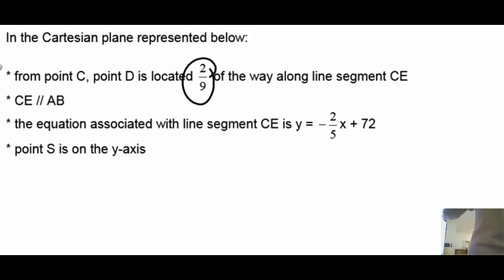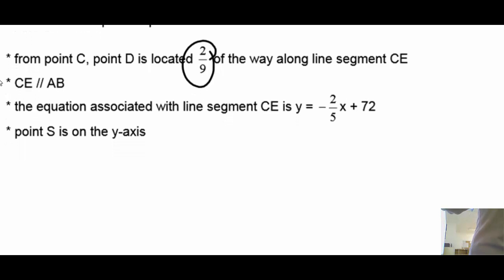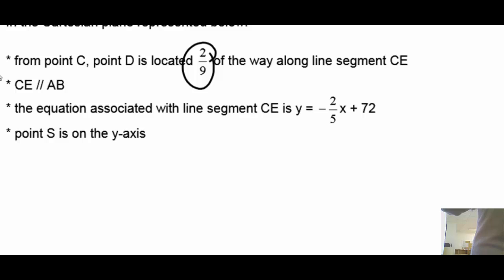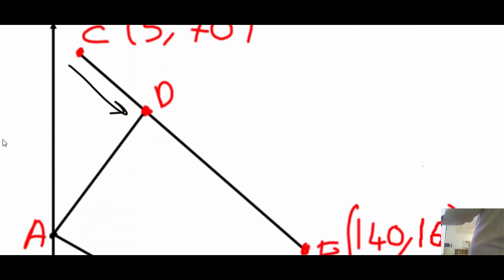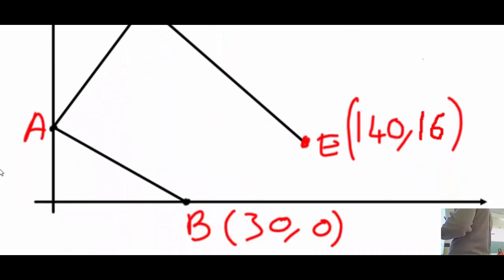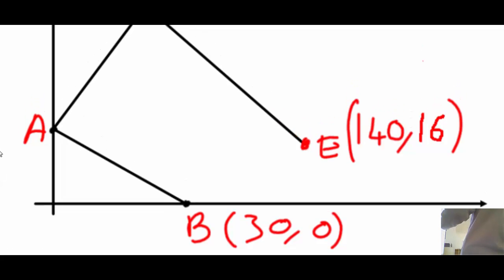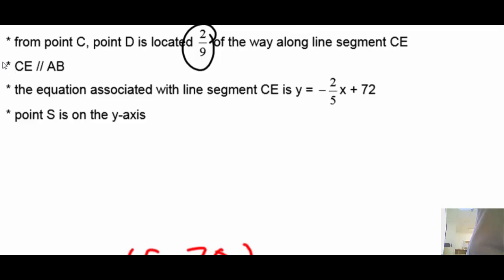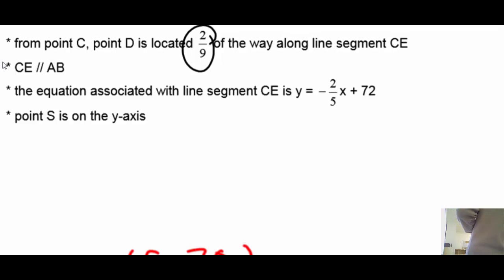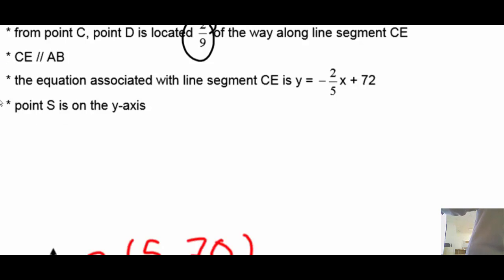And CE and AB are parallel. That means parallel. Remember, once they are parallel, that means they have the same slope. I have no idea what the slope is, but they have the same slope. Let's keep reading. The equation associated with line segment CE.